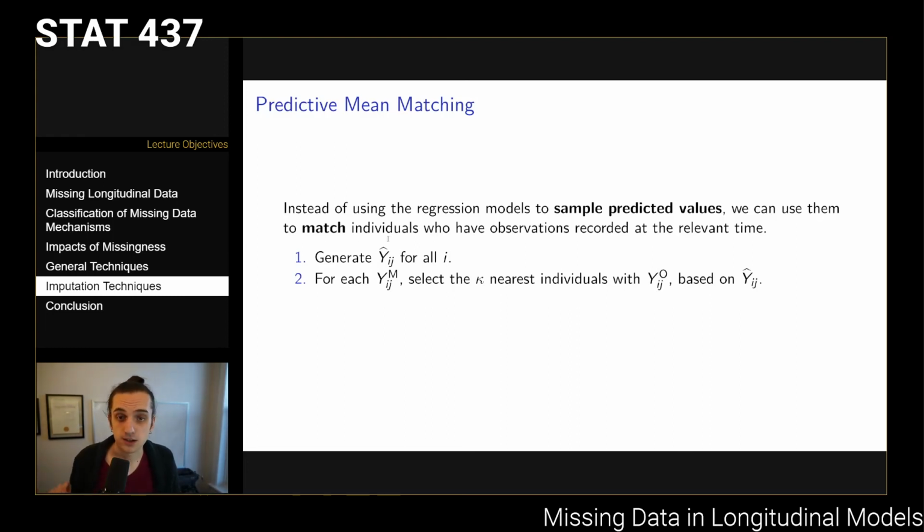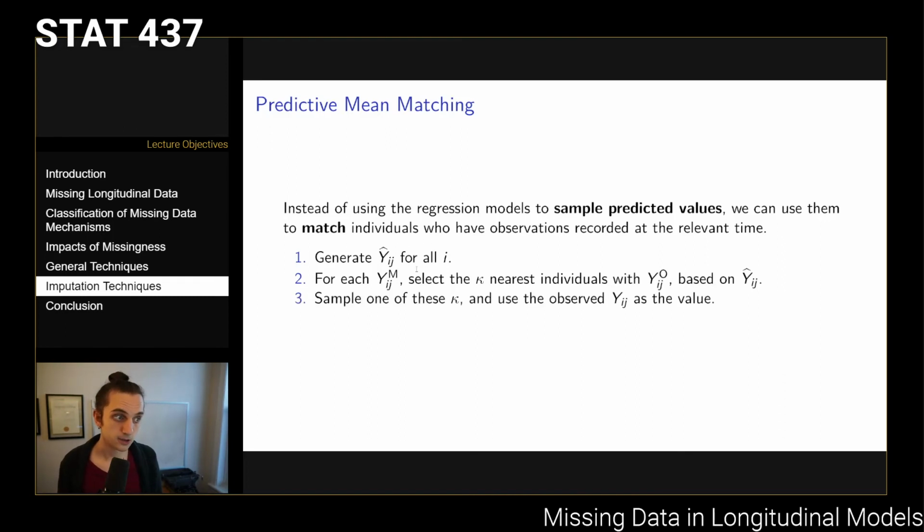Then you're going to say, for all of the individuals who actually had an observation, which were the closest to this 0.65? And kappa is just some number you specify. It could be 3. What are the 3 closest observations? What are the 10 closest observations? That's going to be up to you. But once you pick those 10 closest observations, those 3 closest observations, you can randomly sample one of them. Then you borrow their observed value, and you plug that in as your imputed value instead, okay?